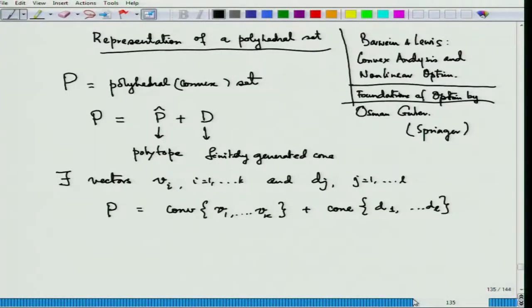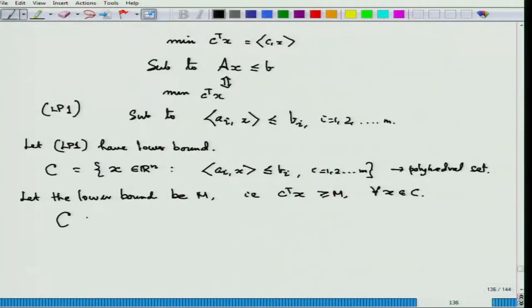this result can be decomposed in this way. I am just taking this decomposition. So, C can be written as the convex hull of the vertices v1, v2, vk plus the finitely generated cone generated by d1, d2, dl.